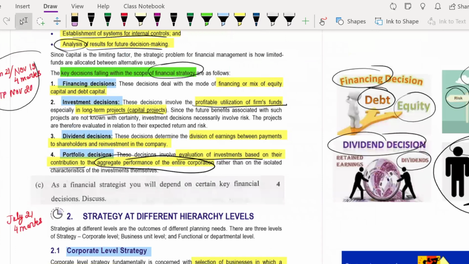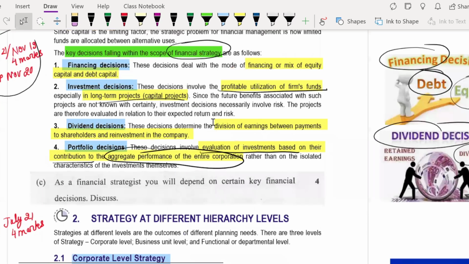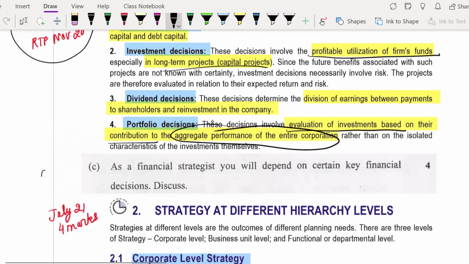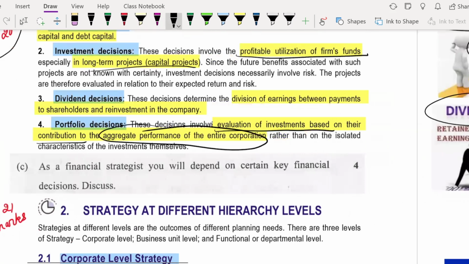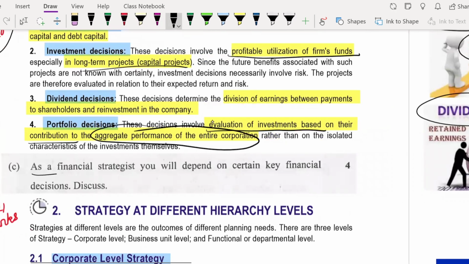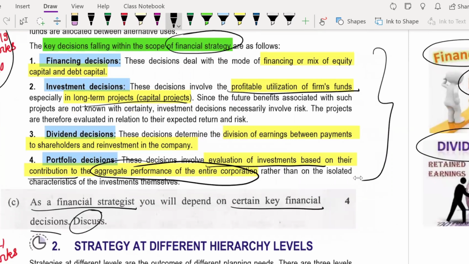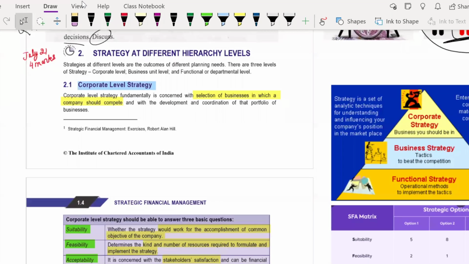So these are the 4 decisions that you will have to take within the scope of financial strategy. Okay. So I hope until this you would have understood, and this is one more way of asking the same question. This was a question paper question, if I'm not wrong. They had asked in exam that as a financial strategist, you will depend on certain key financial decisions, so discuss them. In that case, you would have to answer these 4 points. Okay. So now moving on to the next topic.